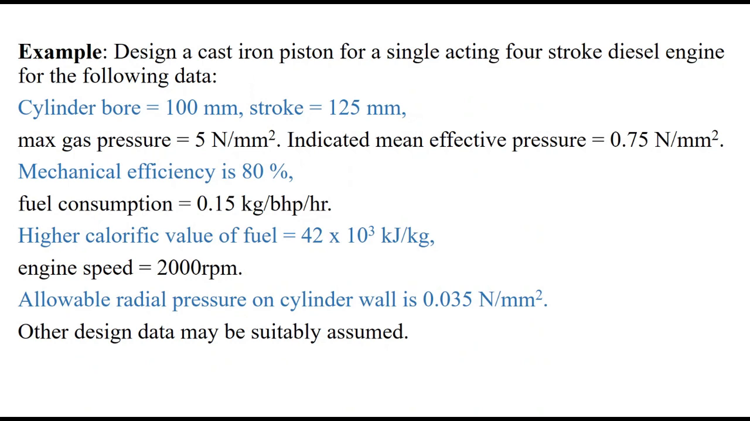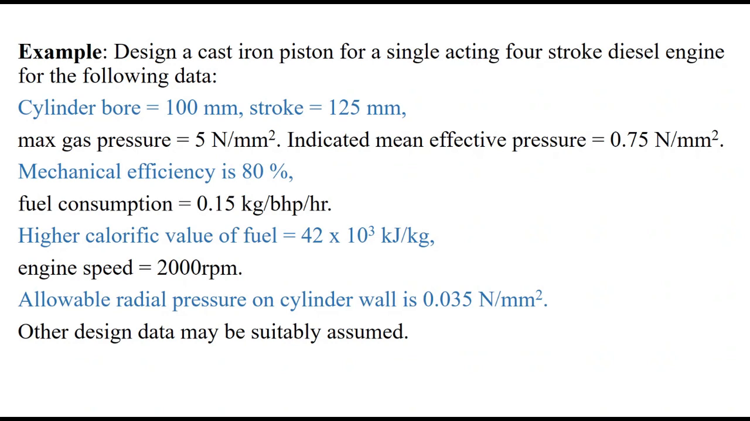Then we have maximum gas pressure 5 Newton per millimeter square. So this pressure we can expect. Indicated mean effective pressure is much less, 0.75 Newton per millimeter square. It is your average pressure during the power stroke and other strokes. Then mechanical efficiency is 80%. That means while converting from indicated power to brake power, 80% of the power is retained. 20% is wasted because of friction and other losses.